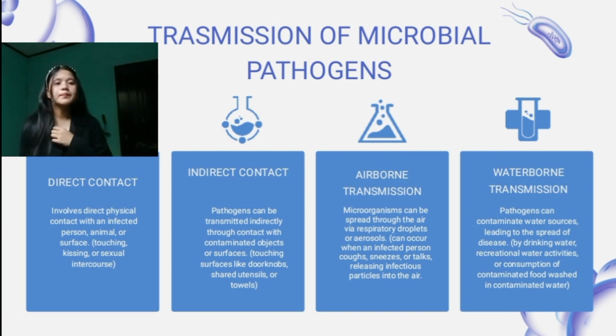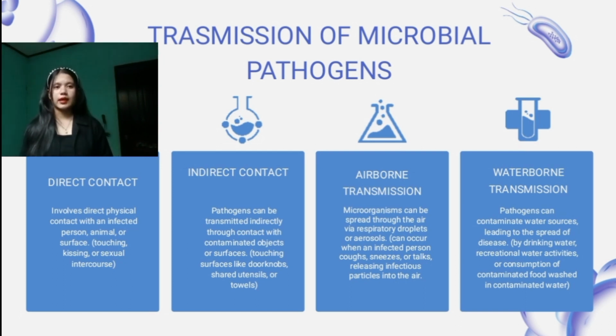Next is the waterborne transmission. Pathogens can contaminate water sources, leading to the spread of diseases through drinking water, recreational water activities, or consumption of contaminated food washed in contaminated water. Waterborne and foodborne transmission is a common route for the spread of diseases such as cholera and typhoid fever.